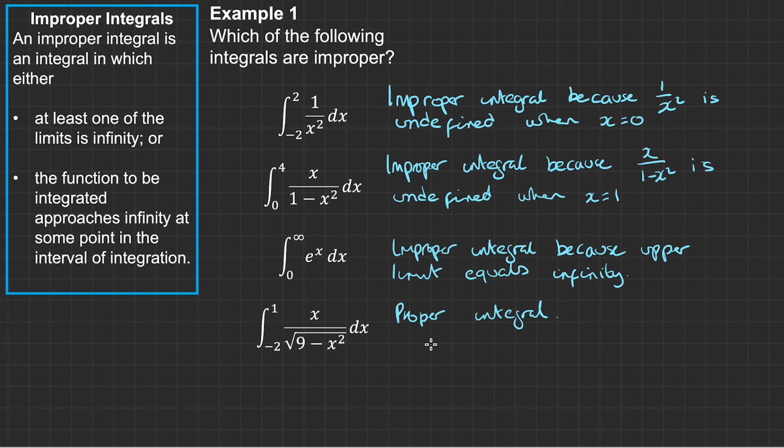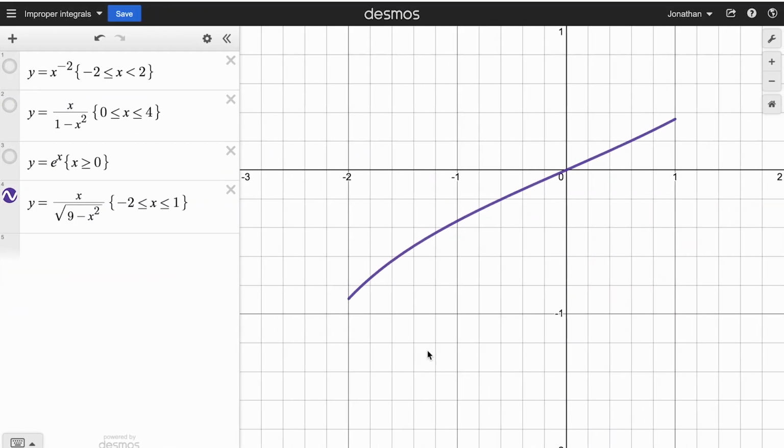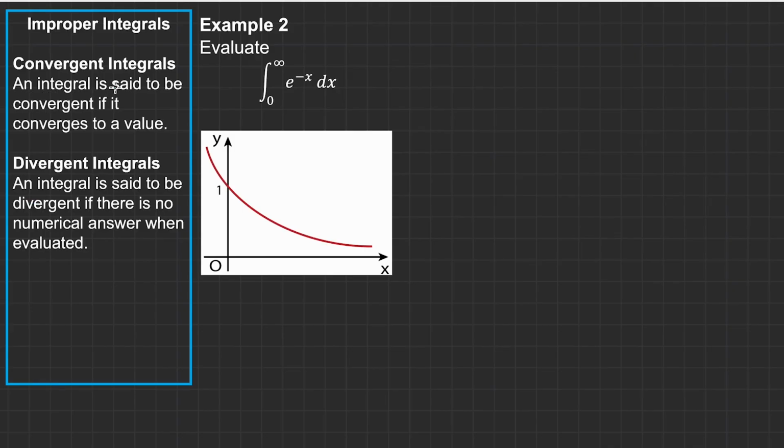Okay, so in example 2, we're going to look at improper integrals which diverge and converge. So let's try question 2. So an integral is said to be convergent if it converges to a value, and divergent if there is no numerical answer when evaluated. So we'll look at each of these in turn. In example 2, we're going to look at a convergent integral.